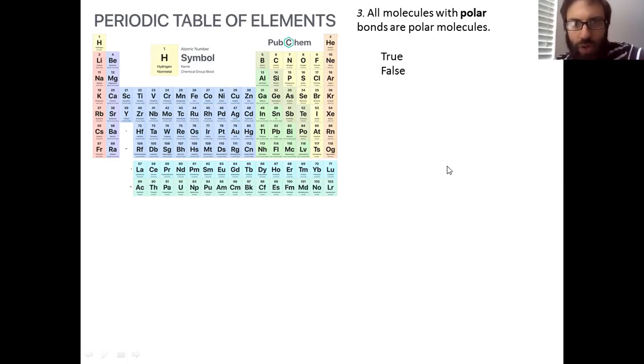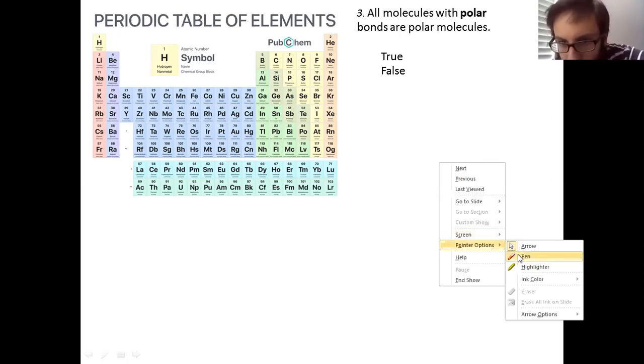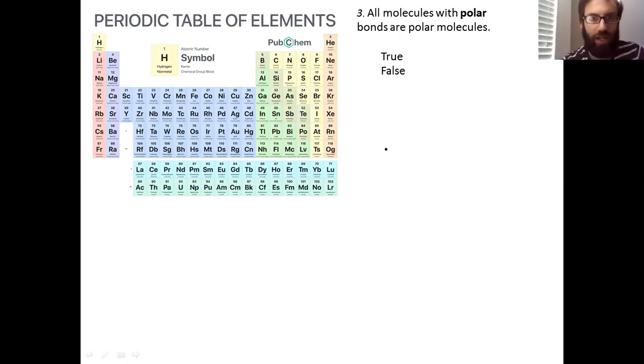All molecules with polar bonds are polar molecules. Okay, this is false, and I talked a lot about this in the different lecture videos. You need polar bonds to have a polar molecule, but polar molecules need more than that. Okay, so for example, consider carbon dioxide.